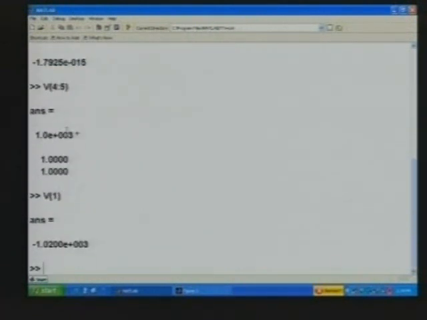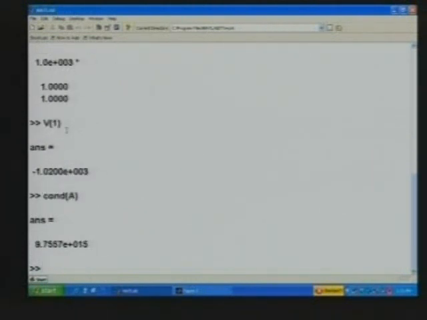The condition number of this matrix A is very poor, around 10 to the power 15. At the same time, two eigenvalues are the same, one eigenvalue is negative, one is 0. So, what does it imply?